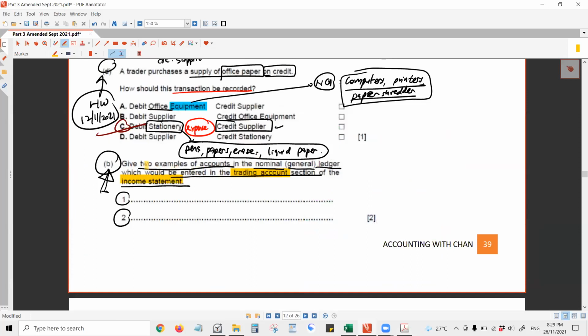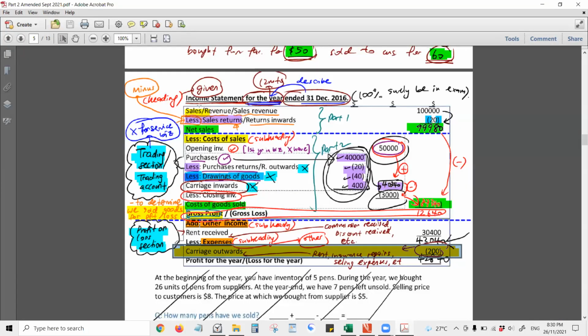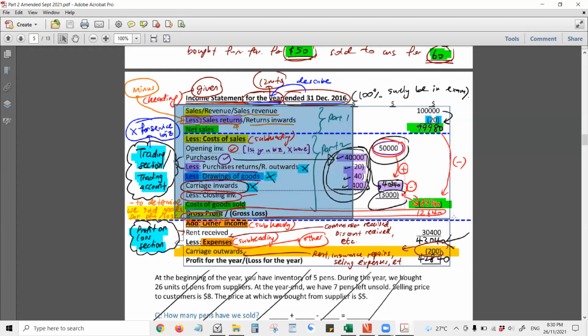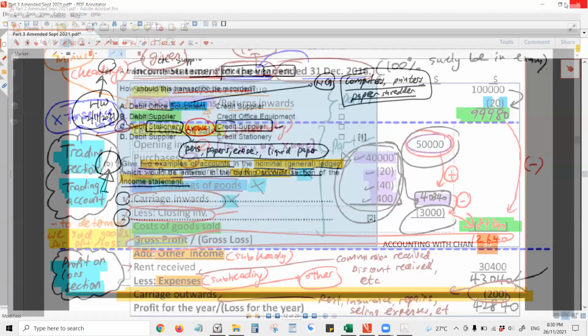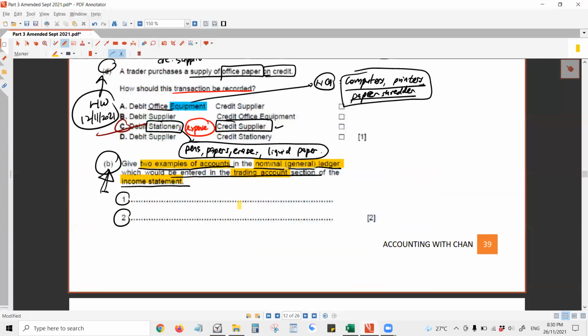You have to give 2 examples of accounts that appear in the nominal ledger and, at the same time, must be items in the trading section. So your answer could be sales account, sales returns account, inventory account, purchases account, purchase returns account, or carriage inward account. There are many answers. Let's write together. I give you all the possibilities.